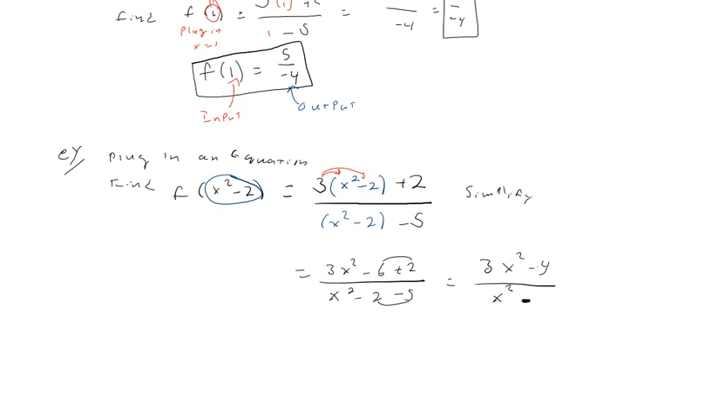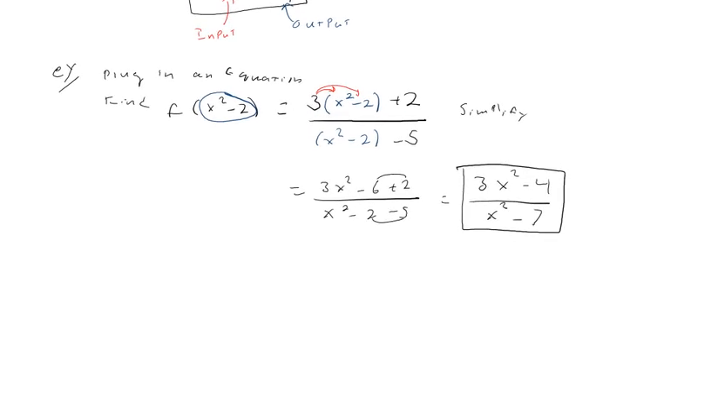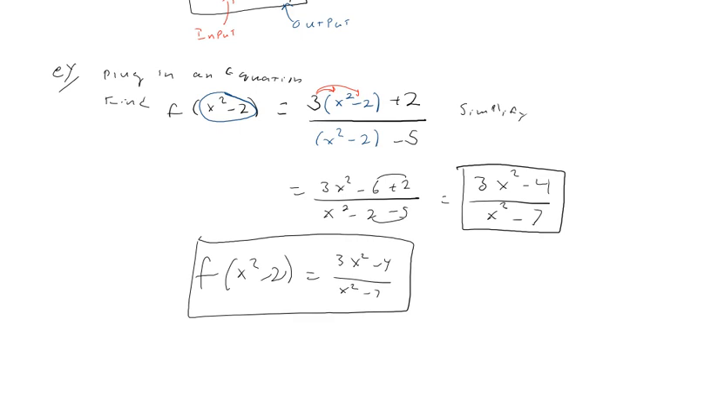Minus 4, and this is the answer. So I would say f of x squared minus 2 equals 3x squared minus 4 over x squared minus 7. And so if I plug in an equation, I'm going to get out an equation.